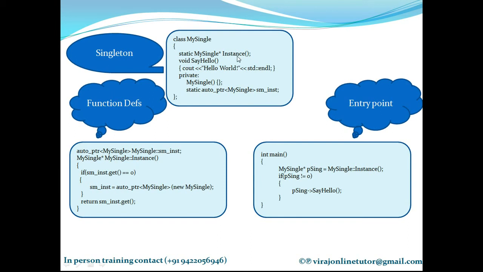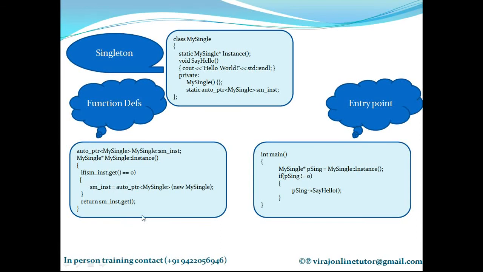Now let's see the instance function definition here. If this variable dot get is 0, that means the object is not yet created. Then create a new mySingle object and save it into this variable. I repeat, check if this variable already contains a mySingle object. If it does not, create a new mySingle object, save it into this variable, and return that object. Return the new object that you have created.